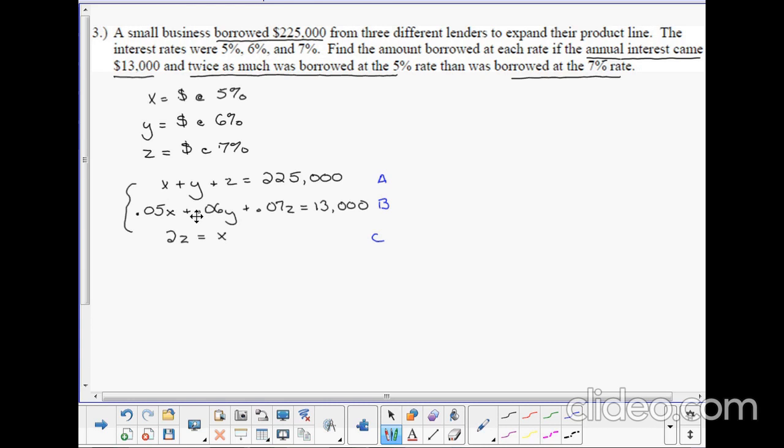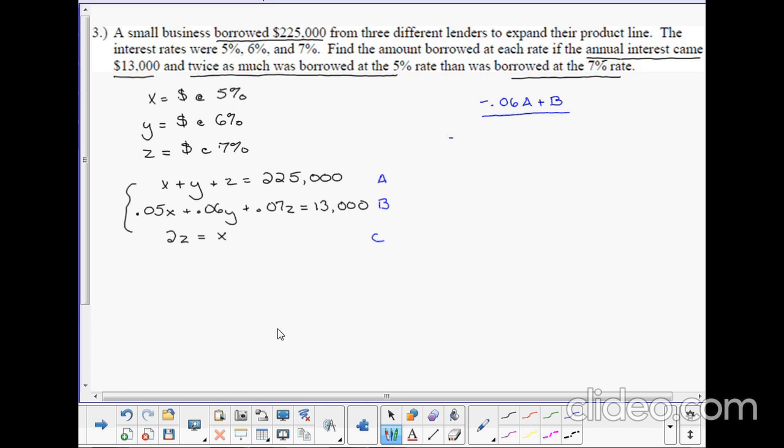And you can do this a number of different ways. But again, the goal is to make sure the coefficients of y would be opposites. So I'm going to take A, and go over here to the right, and I'm going to take A times negative 0.06. And I'm going to add that to B. Now this is going to give me a little bit of decimals, but that's okay.